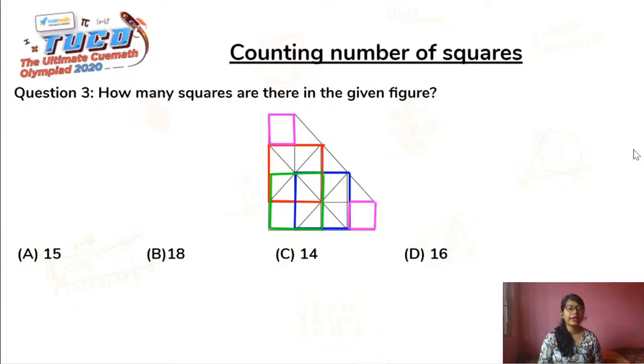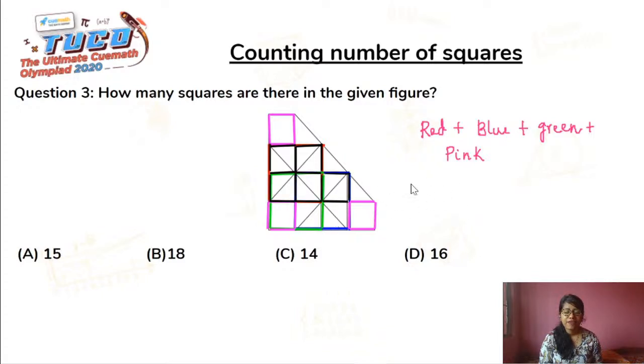So far we have found red plus green. Let me just write it down: red plus blue plus green plus pink. And let's see the next one. The next one would be the pink one again. So we have 3 pinks, right? Let's see if we have any more. No, we have 3 pinks. Now let's see, 1, 2, 3, 4 and 5, 6, 7 blacks. We have 7 blacks. So we have 3 pinks plus 7 blacks.